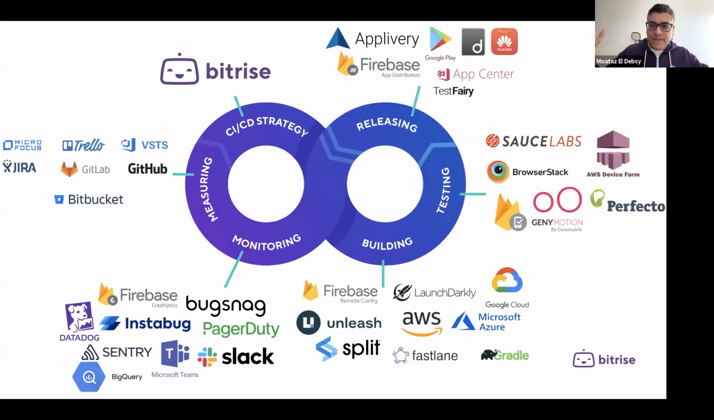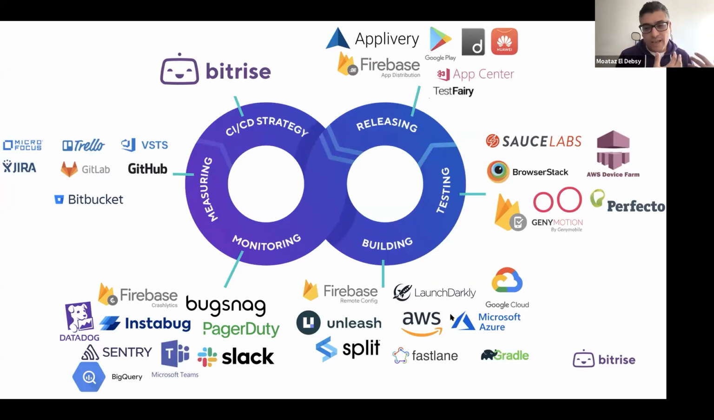So here is a big picture of the mobile DevOps or mobile CI/CD strategy. You can imagine you have a lot of tools, and you need to choose what fits your solution. For example, you can start from the CI/CD strategy, where you can use a cloud or any CI server. And then in the building stage, you need to decide, shall I use any feature flags, like Firebase Remote Config or LaunchDarkly?